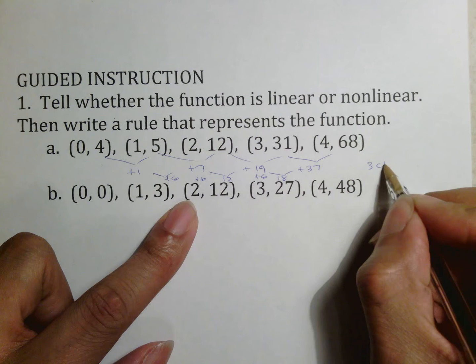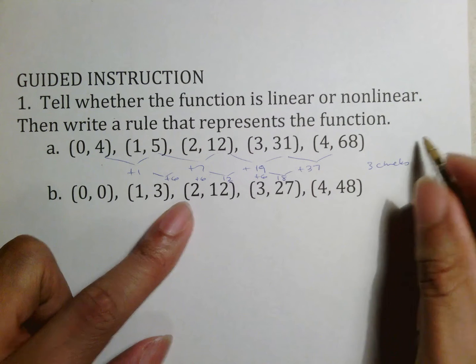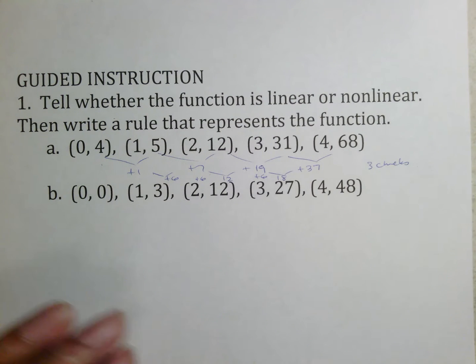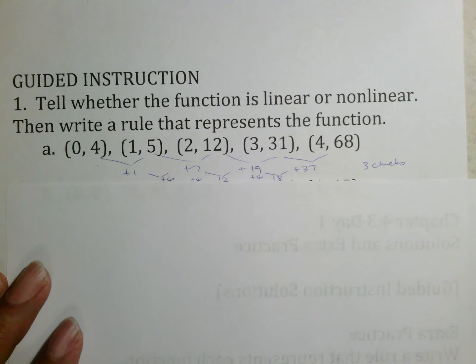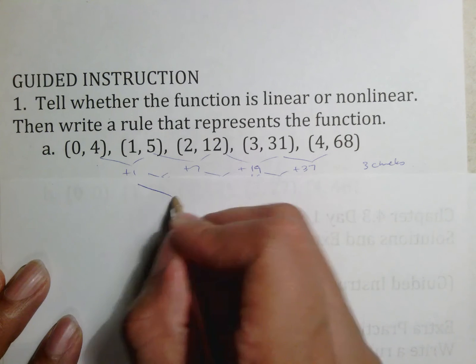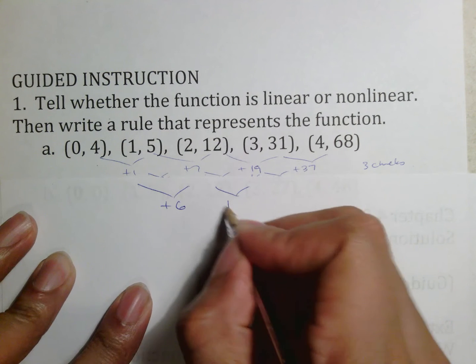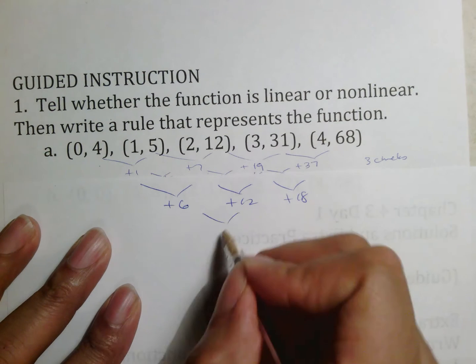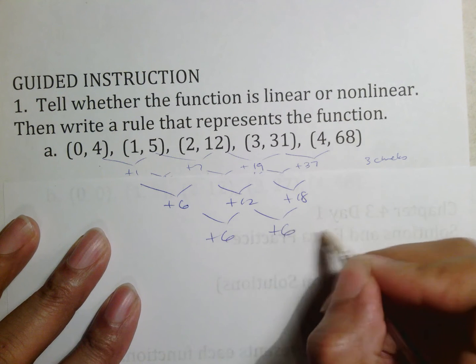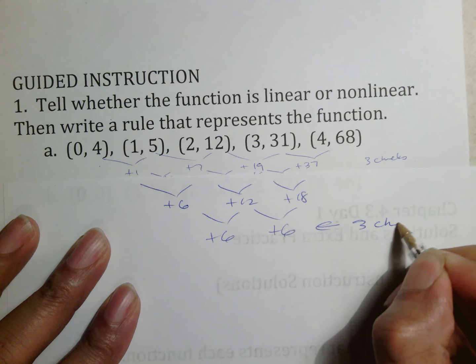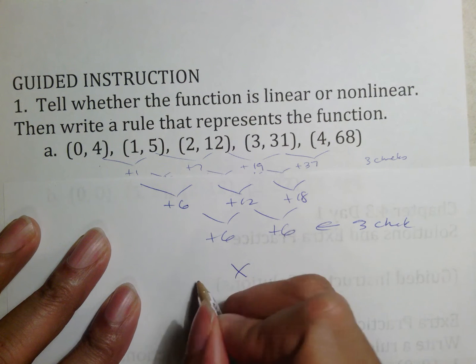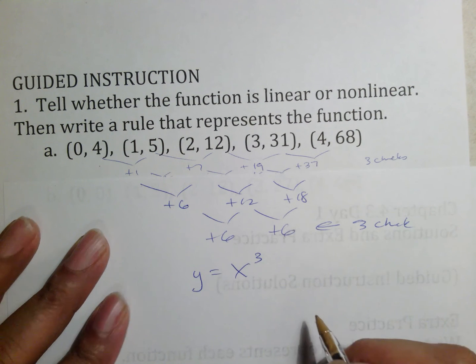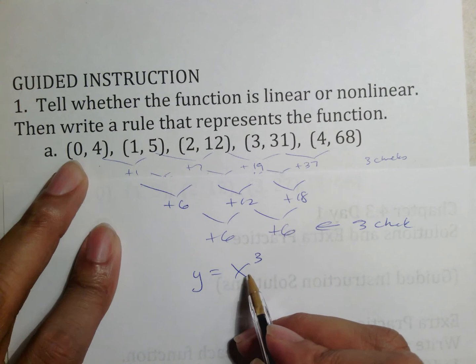So what you should have found out here is that it took 3 checks to get it, which means your base pattern should have been, let me do it this way so you can see: plus 6 here, plus 12 there, plus 18 there, and then you get plus 6 and plus 6, which again took 3 checks, which means it should be a base pattern of y equals x to the third. Once I have that, again list your numbers.